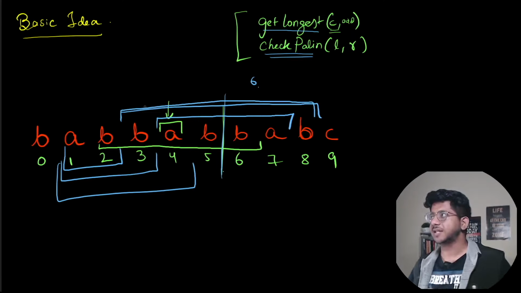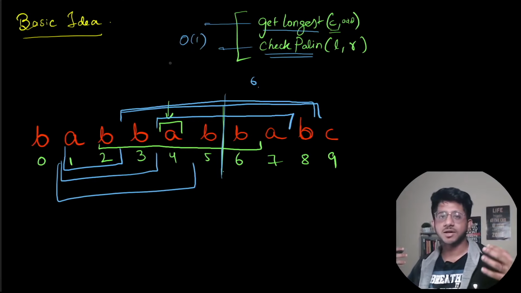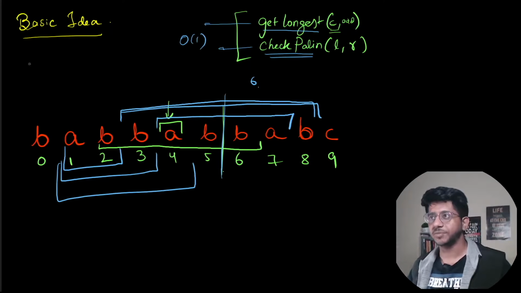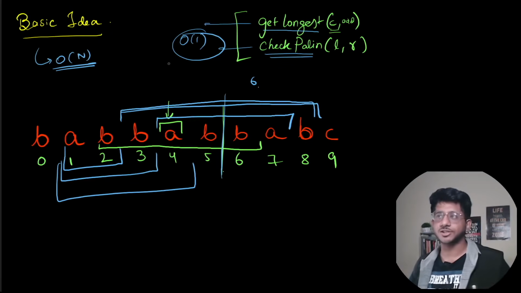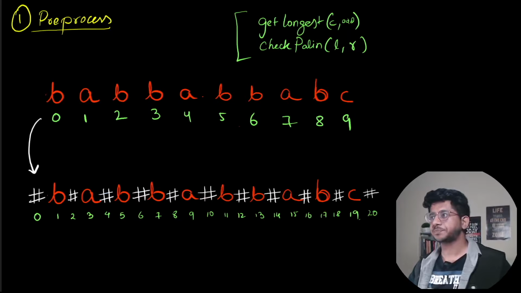Both of these functions work in order 1, and Manacher's algorithm does a pre-processing which works in O of n. In this video, we're going to understand what this O of n pre-processing looks like and how you can do these operations in O of 1. That's the agenda of this video. Let's get started with how we do that.